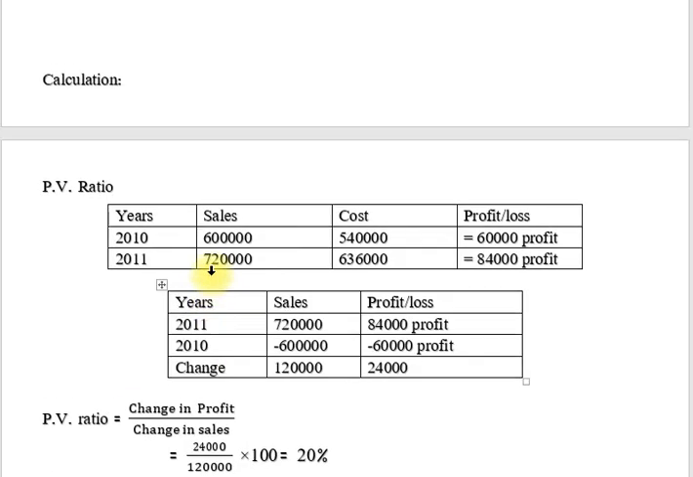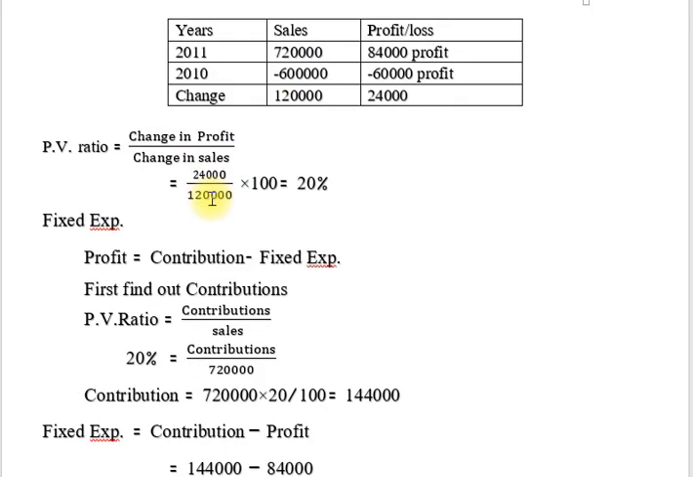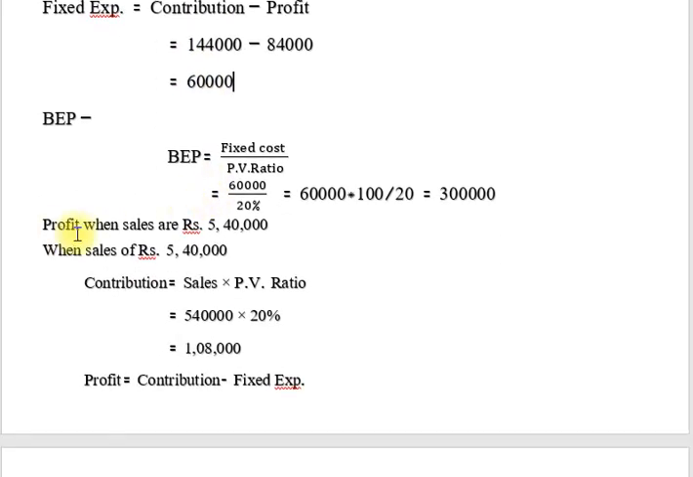Now point number 4: profit when sales are rupees 5 lakh 40,000. This is one type of estimate, a probability. When your sales is 5 lakh 40,000, how much profit do you earn? So now we find, in our point number 4, the profit when sales are rupees 5 lakh 40,000.